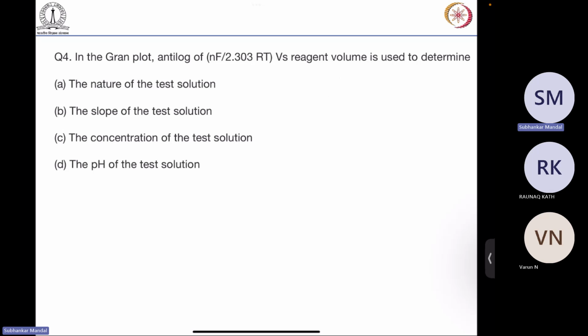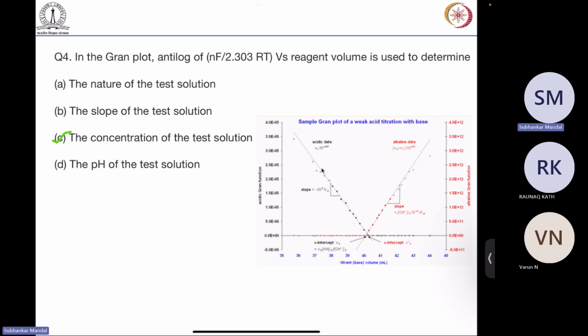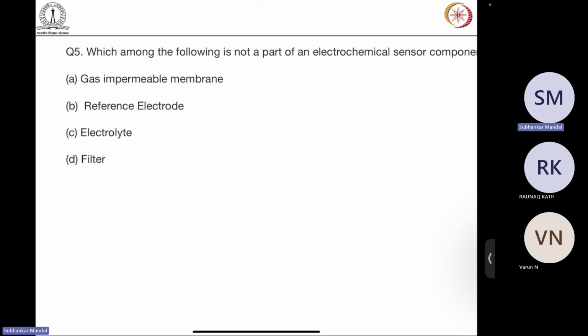Okay, Varun, concentration of the test solution. Yeah, that is correct, because this is the Gran plot of a weak acid titration, where you can see the acidic Gran function and there is the intercept. The intercept touches the x-axis, where you have the titrant volume. From the intercept you will get the concentration of the analyte. So C is the right answer.